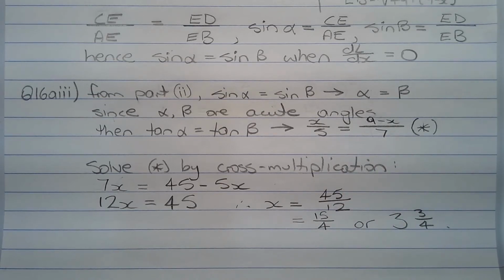So solving this equation by cross multiplication, we have 7x is equal to 45 minus 5x. Adding 5x to both sides, we get 12x is equal to 45. And then dividing both sides by 12, we have x is equal to 45 over 12, which is equal to 15 over 4, or 3 3/4.